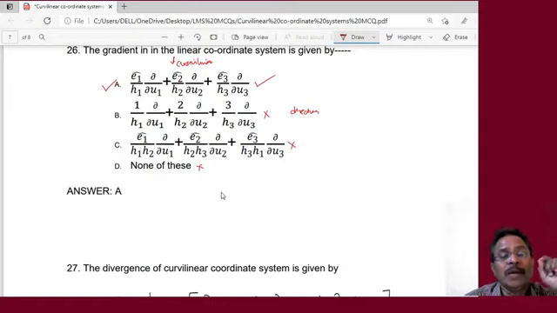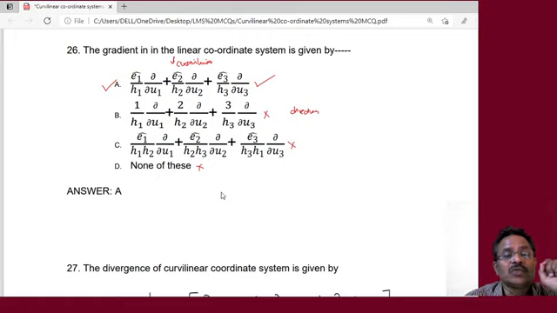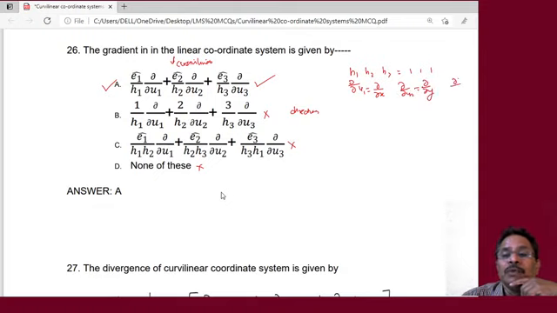upon H1 into del by del U1 plus E2 cap upon H2 into del upon del U2, E3 cap upon H3 into del upon del U3. In the Cartesian coordinate system, we have H1, H2, H3 equal to 1, 1, 1. Then del upon del U1 is del upon del X, similarly del upon del U2 is del upon del Y, and del upon del U3 is del upon del Z. Then E1 cap is nothing but your unit vector I, E2 cap is unit vector J, and E3 cap is unit vector K.